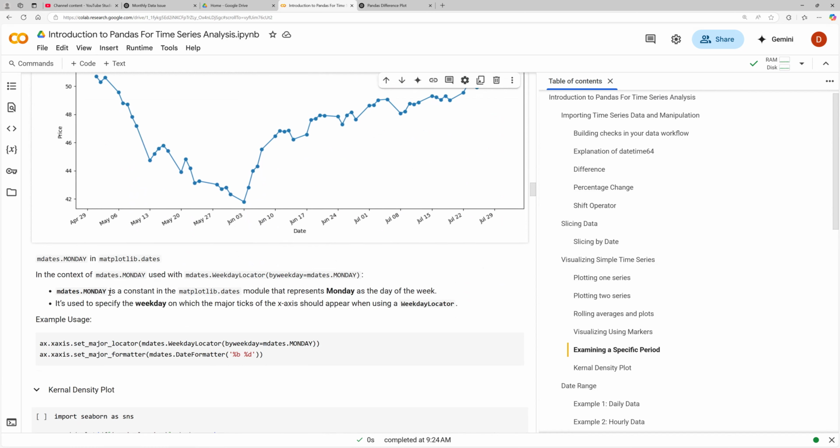mdates.MONDAY is a constant in the matplotlib dates module that represents Monday as the day of the week. It's used to specify the weekday on which the major ticks of the x-axis should appear when using a weekday locator.